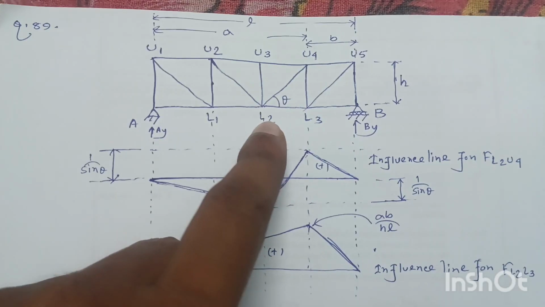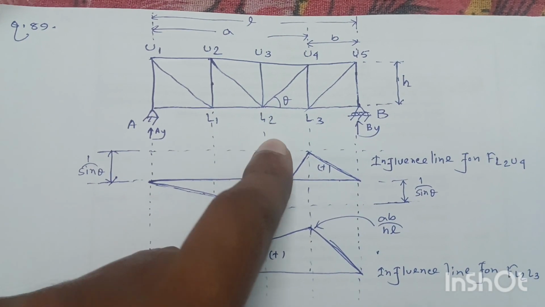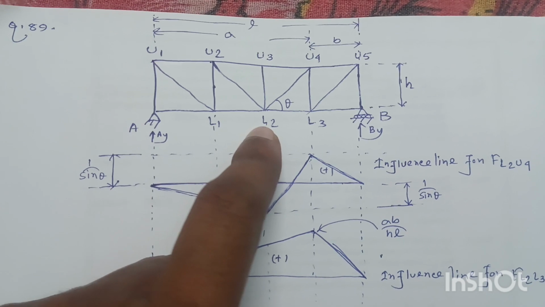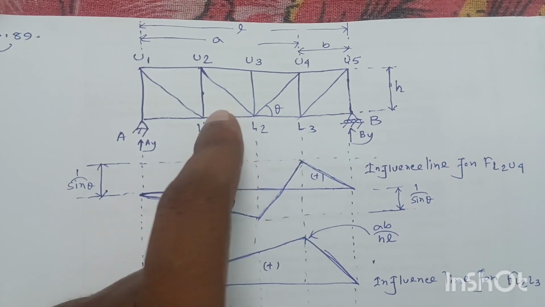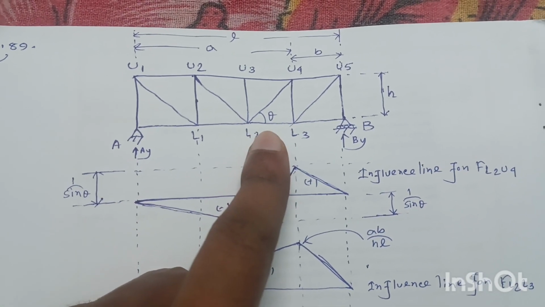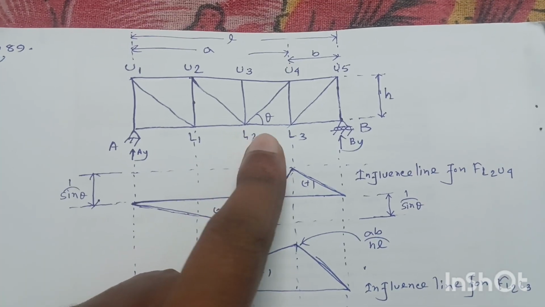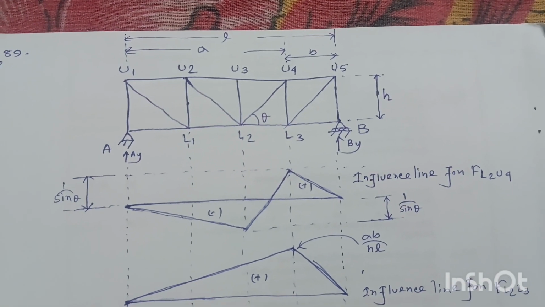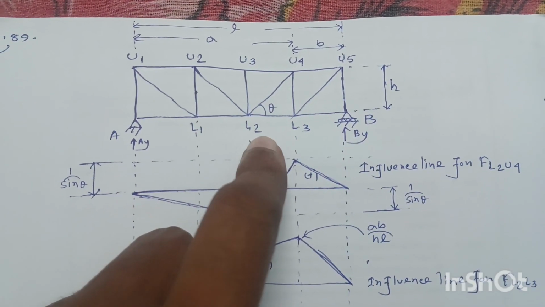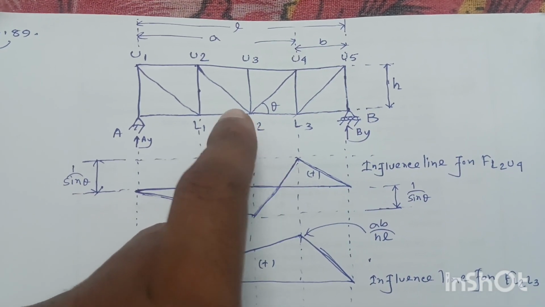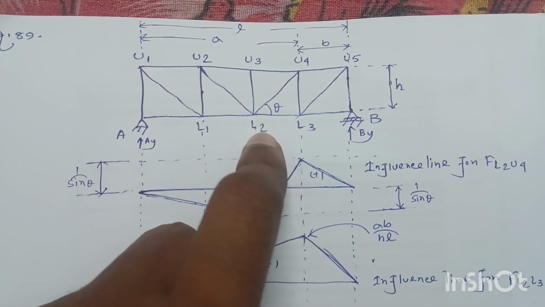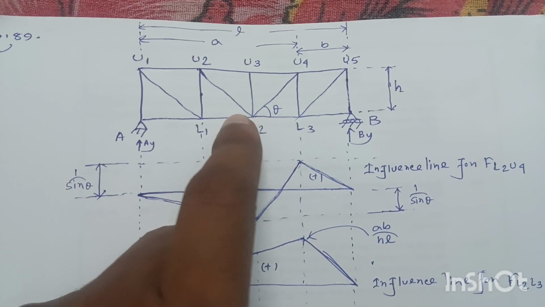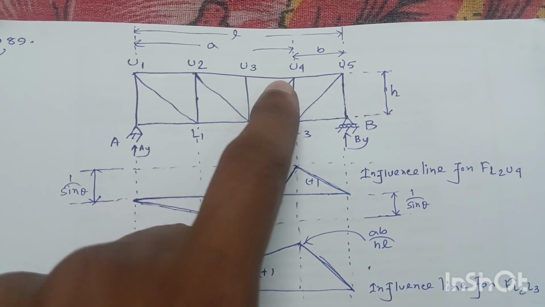Now if we want to determine the member forces or stress in the bottom chord L2 L3, that will be determined by the influence line of bending moment for the node opposite to the member. That means suppose we want to determine the member force in member L2 L3. So of this panel, this is the alternate.